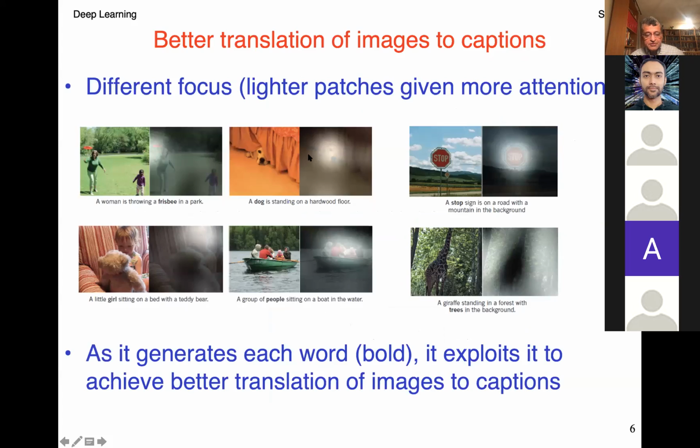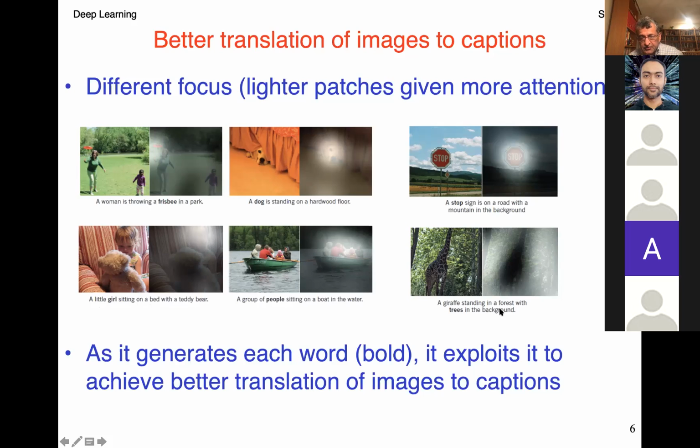I saw some examples of this whole area. Better translation of images to captions, different focus, lighter patches given more attention, right? So it kind of brings in the attention model in a visual domain. A woman is throwing a frisbee in a park, and there is higher attention to this part of the image. A dog is standing on a hardwood floor, and the dog part is, I suppose, here. A stop sign on a road with a mountain in the background. The stop sign is being paid attention to here. A little girl sitting on a bed with a teddy bear. So the little girl is the focus here. A group of people sitting on a boat in the water is this part.